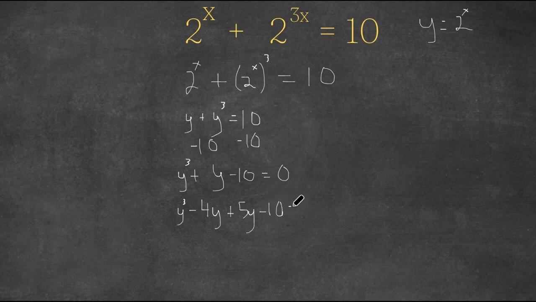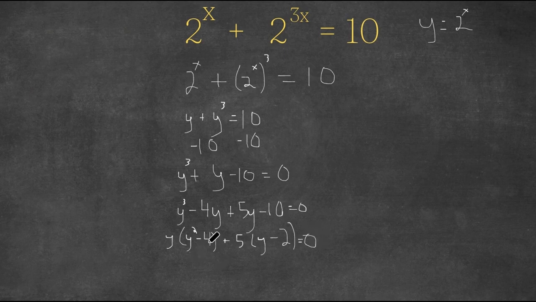And this equals 0. Now, from y to the power of 3 minus 4y, we're going to factor out y. So we get y times y squared minus 4. And from 5y minus 10, we're simply going to factor out 5. So we have plus 5 times y minus 2. And all this still equals 0.